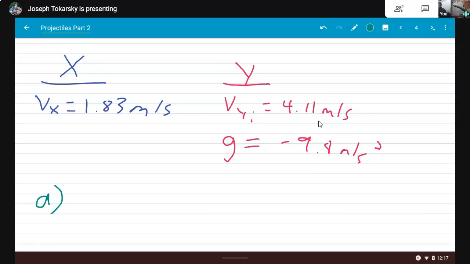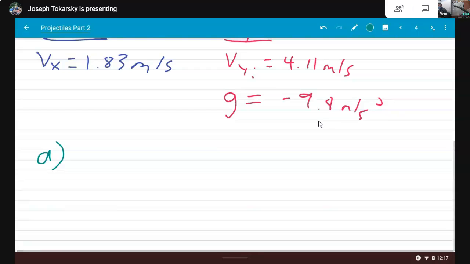Any questions so far? All right, so the first, I know it's not really part A, part B, part C, but they asked us several things, so I'll break it up like that. The first thing it asked us, I'll call part A, is what is the maximum height? All right, let me draw a real super rough diagram here of this thing, just to jot down here. So it's max height.